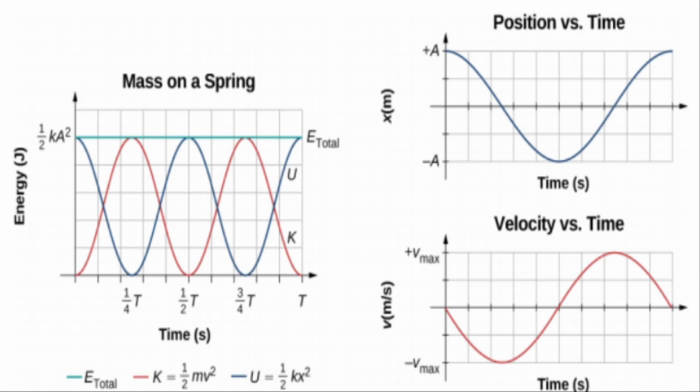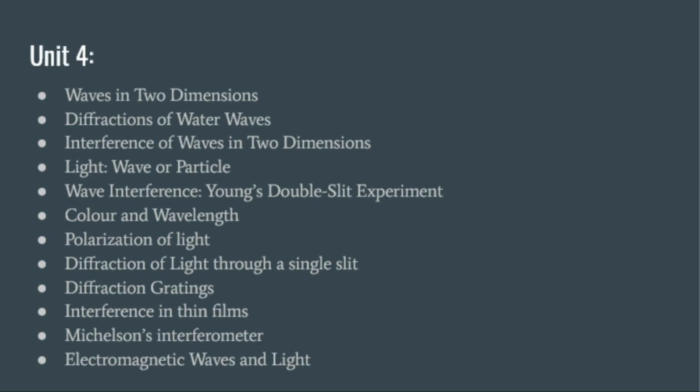Now to the next unit, Unit 4, which, as we mentioned at the top, is the wave nature of light. In Unit 4, we will be covering waves in 2 dimensions, diffraction of water waves, interference of waves in 2 dimensions, light as wave or particle, wave interference, Young's double slit experiment, color and wavelength, polarization of light, diffraction of light through a single slit, diffraction grating, and interference in thin films, and the Michelson interferometer, which is an experiment, and electromagnetic waves and light.